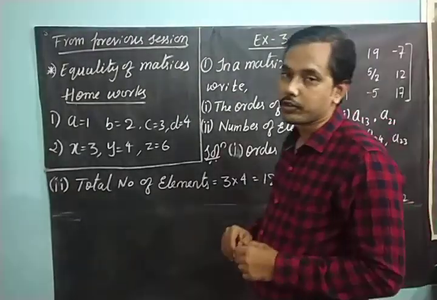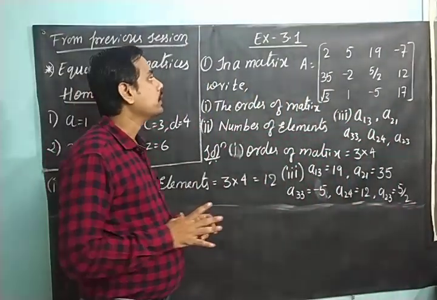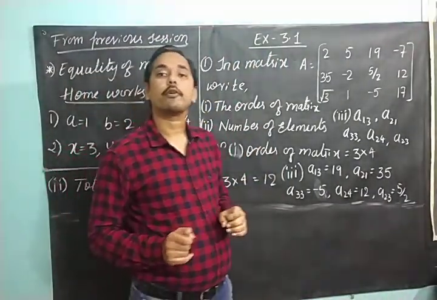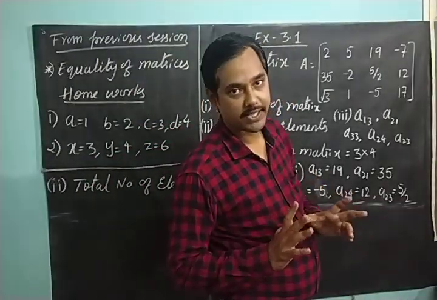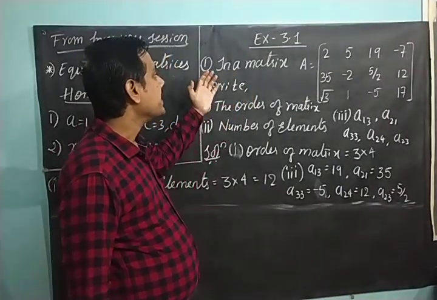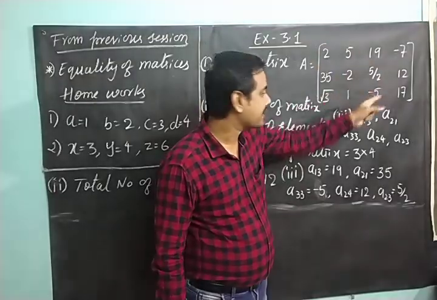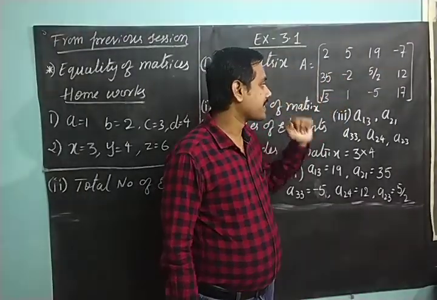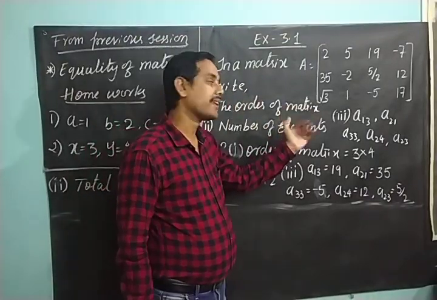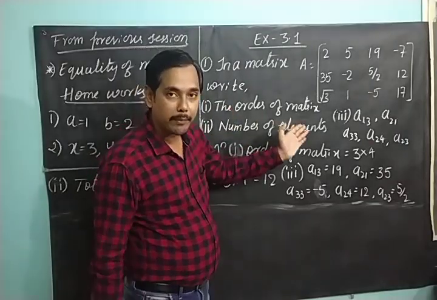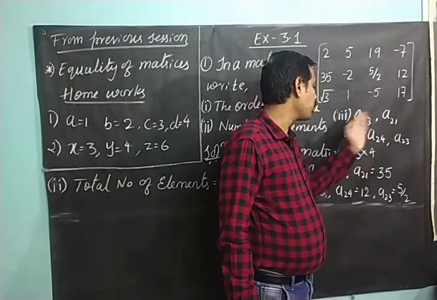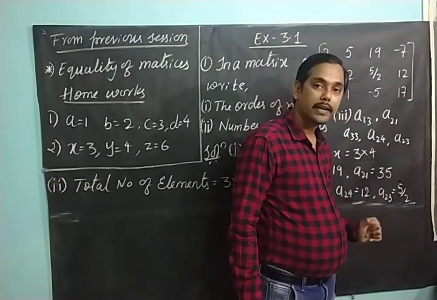Today we are going to start with the exercise problems, the first exercise, exercise 3.1 from your 12th NCERT mathematics textbook, of matrices. The first problem is: in a matrix A, given over here, write down first the order of the matrix, second the number of elements present in the matrix, and third the values of A13, A21, A33, A24 and A23.